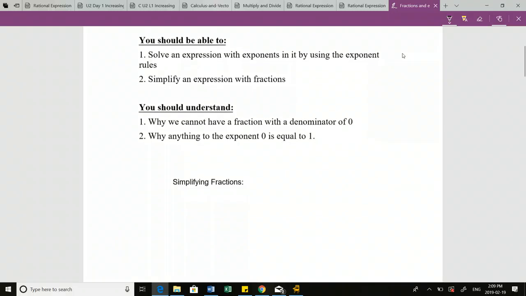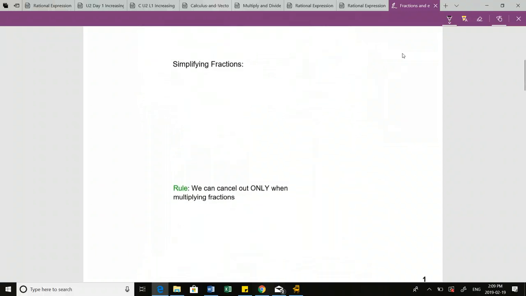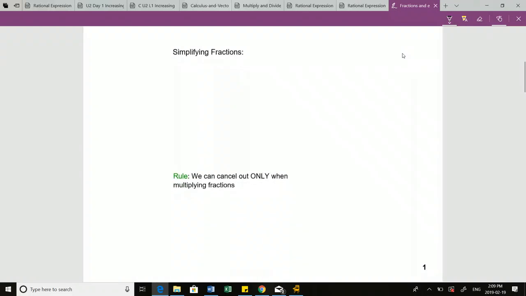Okay? So first things first, simplifying fractions. So there's different operations that we can do with fractions. There's adding, subtracting, multiplying, dividing. Let's start with adding and subtracting.